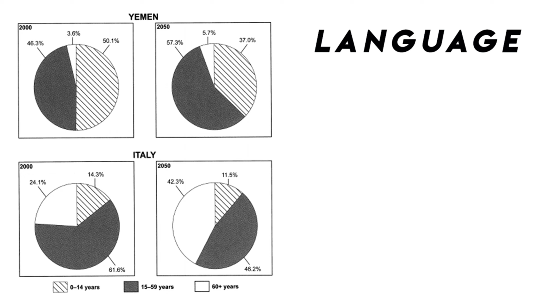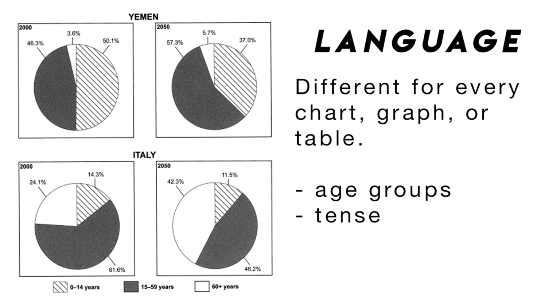Now let's talk briefly about language. This is a tricky part because it's always different. Here we have age groups. These can be difficult to talk about sometimes. We need to know how to refer to people by their age, or how to put people into groups. Then there's the fact that we're talking about two different periods of time, one in the past and one in the future.